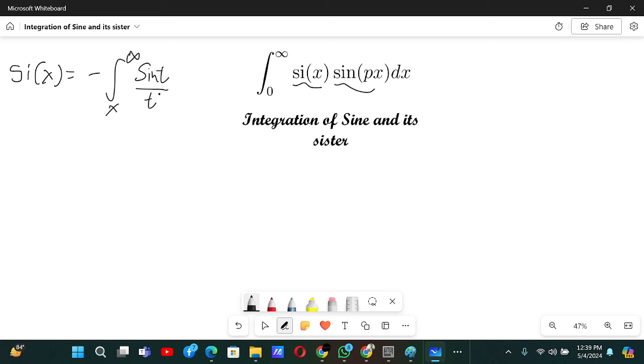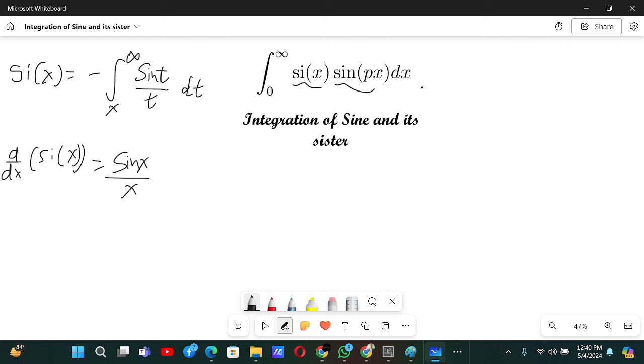Yes, the negative sign over here is just for the purpose that the derivative of the Si of x function would be sin x by x. If the negative sign were not in front, here it would be negative, so that's why the negative sign is already kept over there. Okay, that's good. Now let's go to this integral.